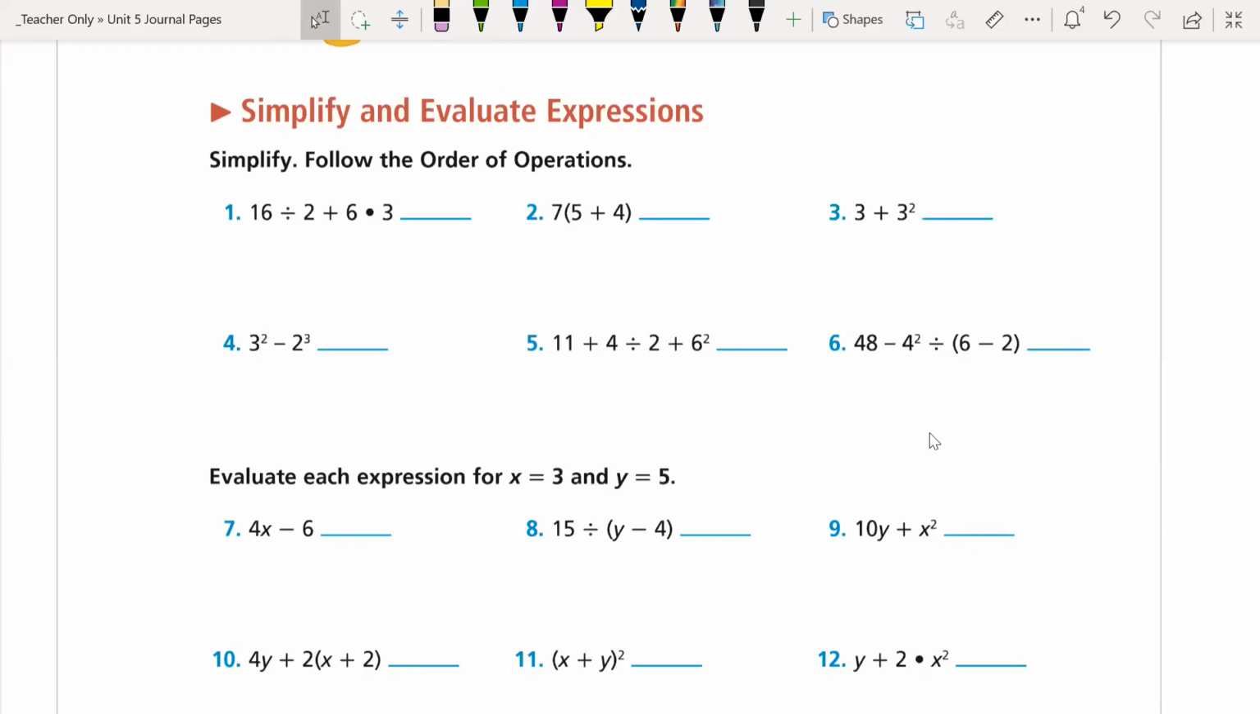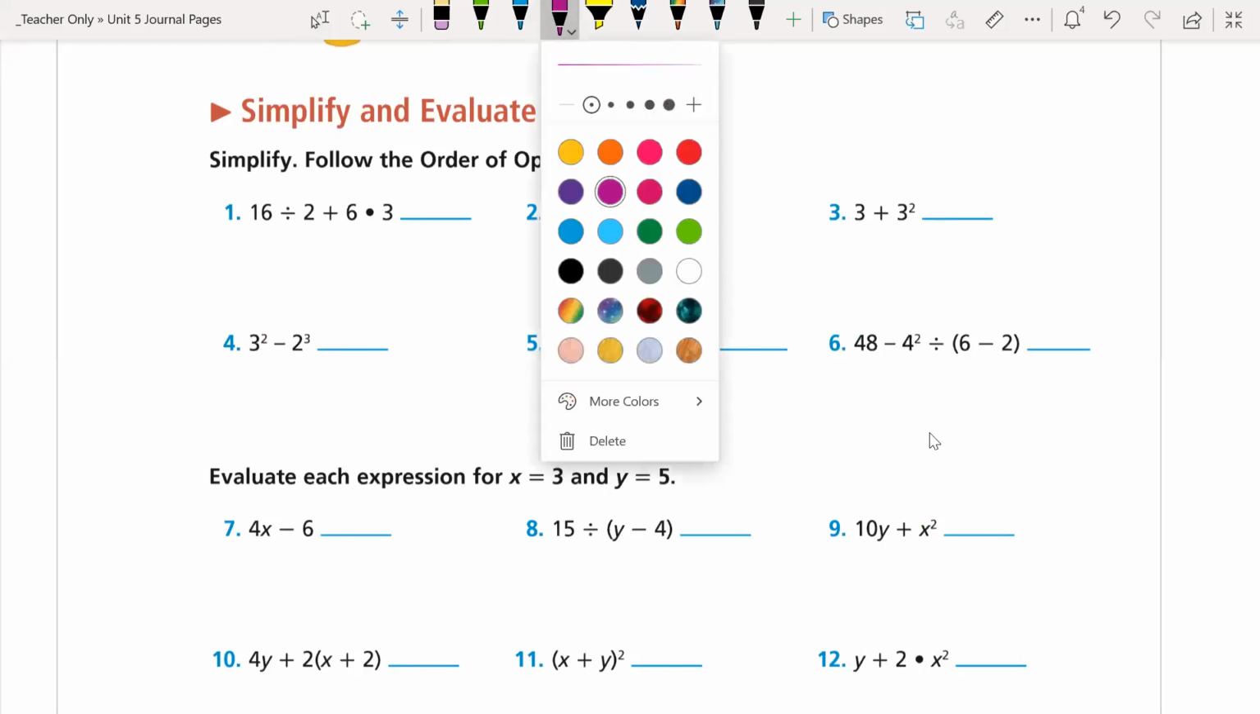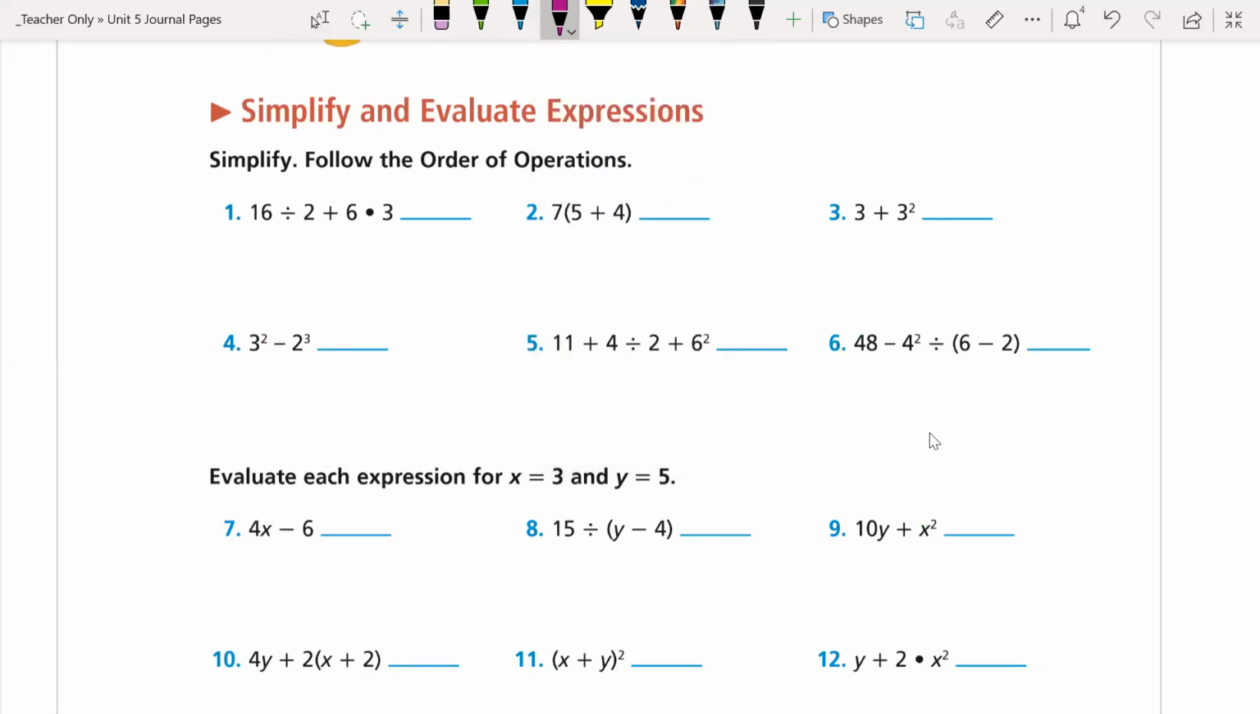So number one, 16 divided by 2 plus 6 times 3. We start with parentheses. I don't have any parentheses, and so I'm going to move on. Parentheses, exponents, I don't see any exponents. Now I have multiplication, division. So I see division first, and so I'm going to do this 16 divided by 2 first. 16 divided by 2 is 8, plus 6 times 3 is 18, right? And 8 plus 18 is 26.